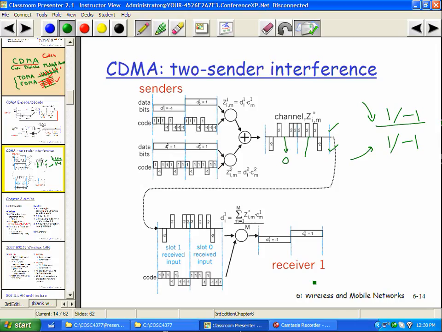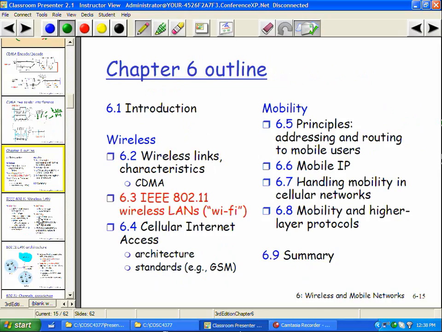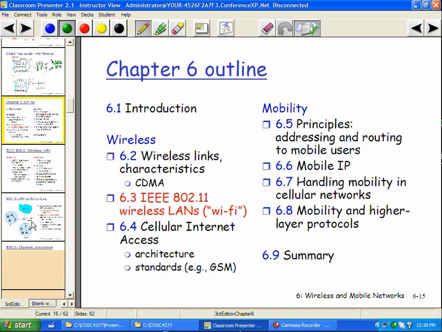CDMA. So CDMA was used for a lot of things. I think its roots are in the Second World War, where they were using it for communication across the continent. Sort of an encrypted communication, but today it's used in a lot of wireless networks, including a lot of cell phone networks.